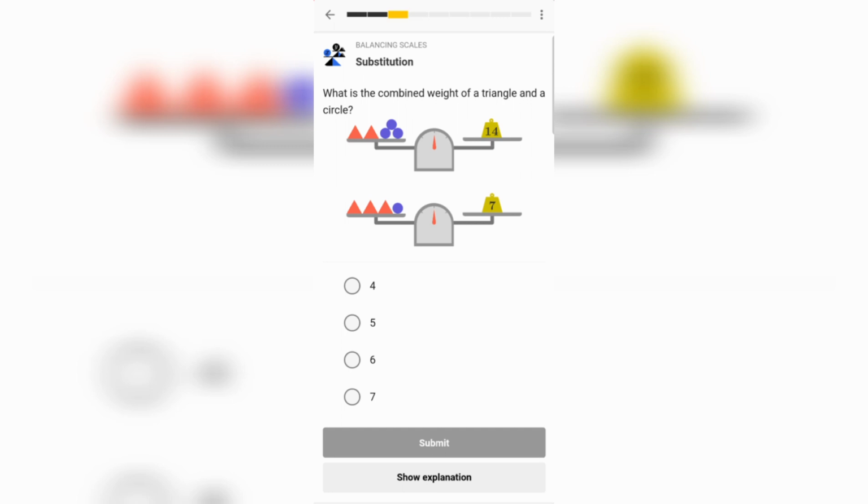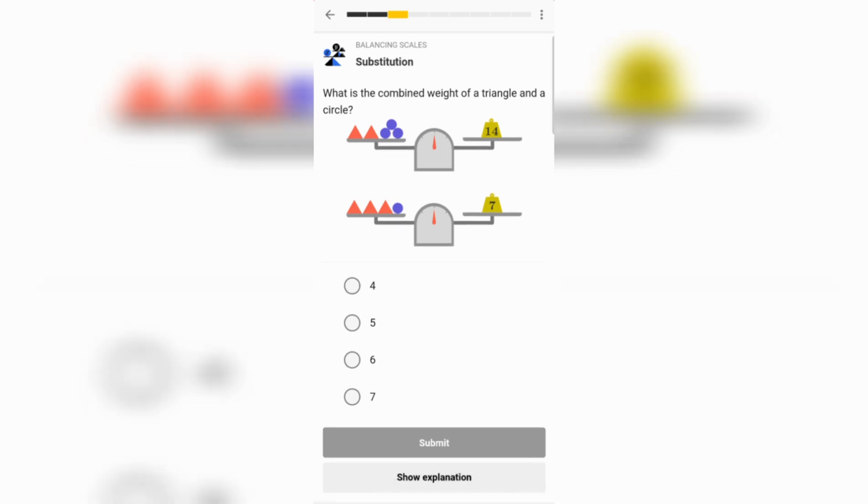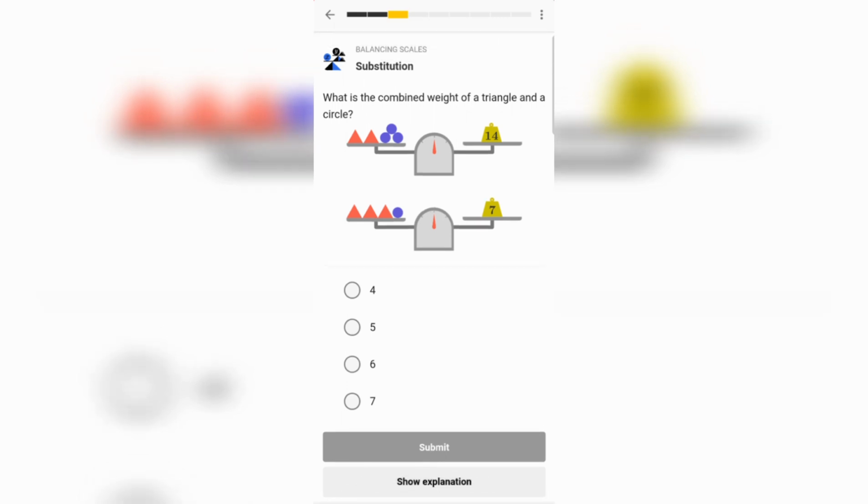You would formulate it in equation form. Let's say the triangles are x and the circles are y. In this case, the very top one is 2x plus 3y equals 14, and then you have 3x plus y equals 7. This is a set of two equations, and you would solve it quite simply.